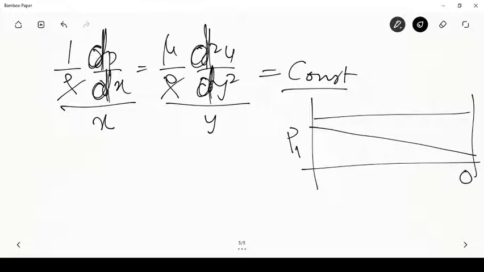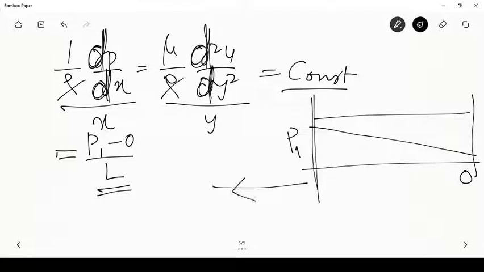So we can say that dp by dx will be equal to P1 minus 0 divided by the length of the pipe when the entire flow is fully developed. Before this the flow is developing, but from some value of x which is greater than L_dh, it is fully developed.